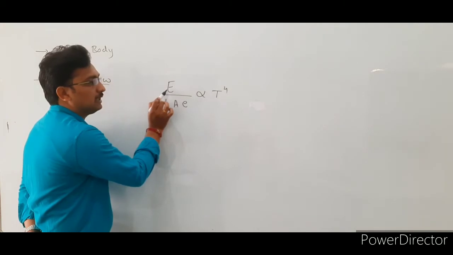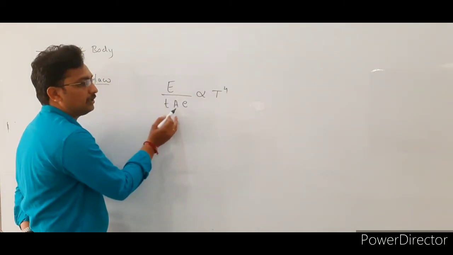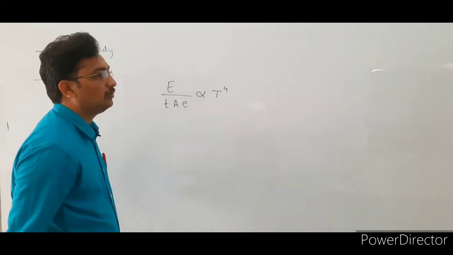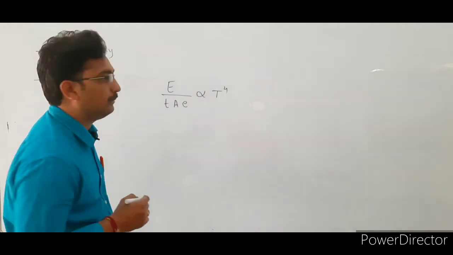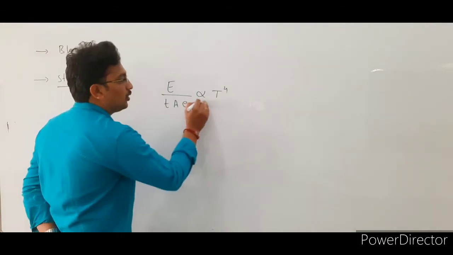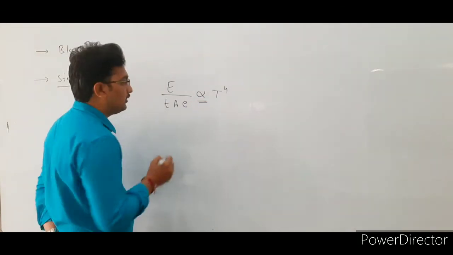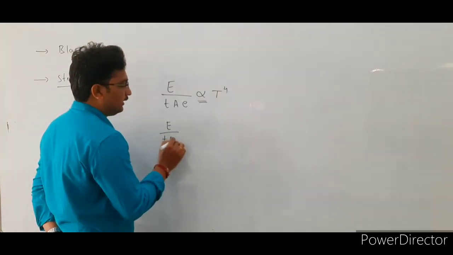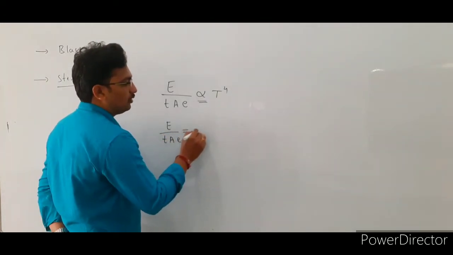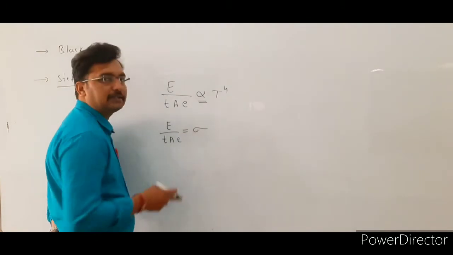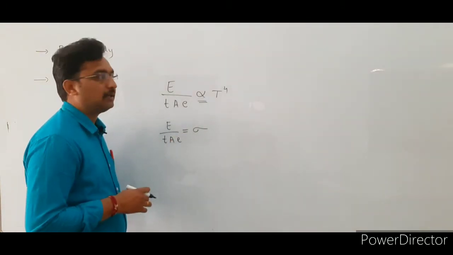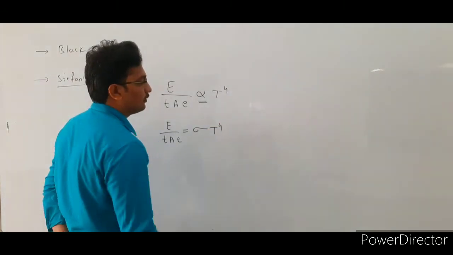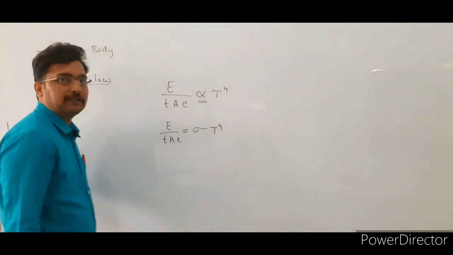The amount of heat energy radiated per second per unit area of a perfect black body is directly proportional to the fourth power of its absolute temperature. The next one, to remove this proportionality constant, we use the extra term, that is E divided by T A, E is equal to sigma. Sigma is the Stefan's constant, into T to the power of 4.